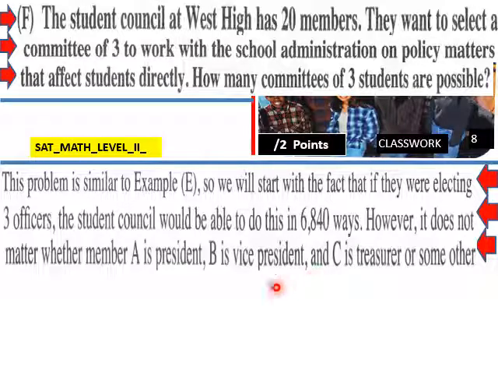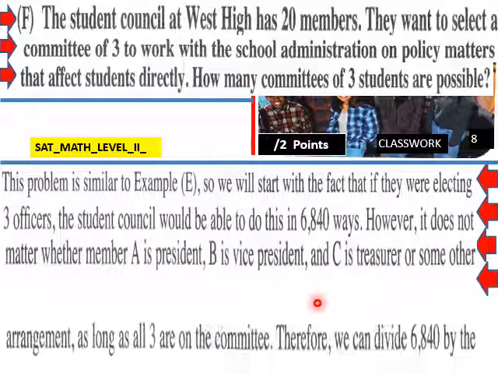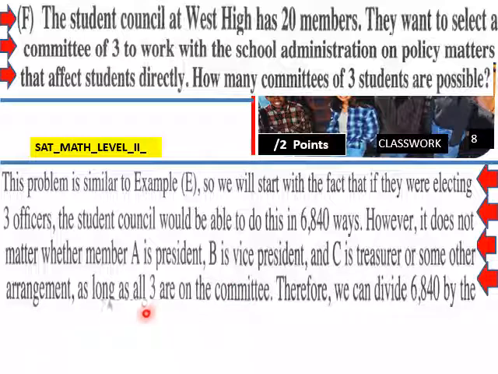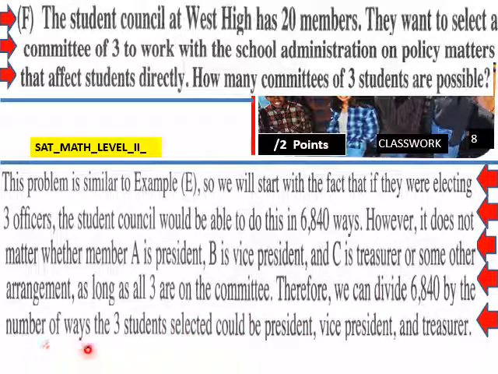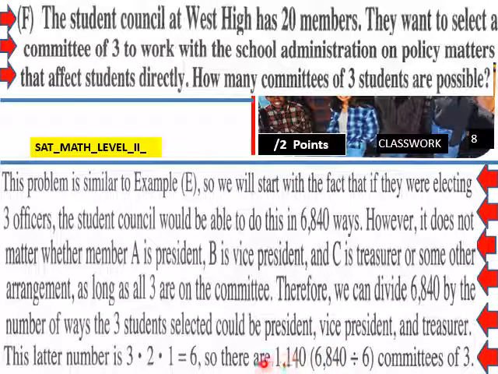However, it does not matter whether member A is president, B is vice president, and C is treasurer, or some other arrangement, as long as all 3 are on the committee. Therefore, we can divide 6840 by the number of ways the 3 students selected could be president, vice president, and treasurer. This latter number is 3 times 2 times 1 equals 6. So there are 1,140 committees of 3. There are 1,140 possibilities for committees of 3.